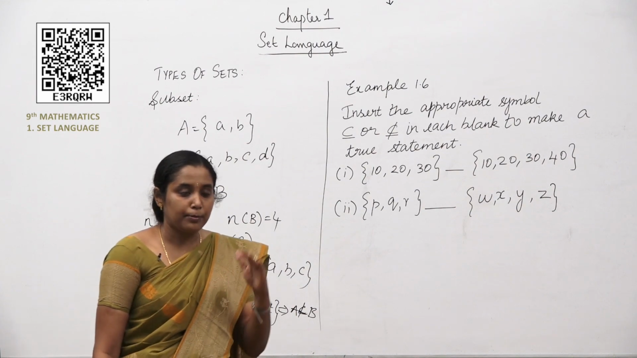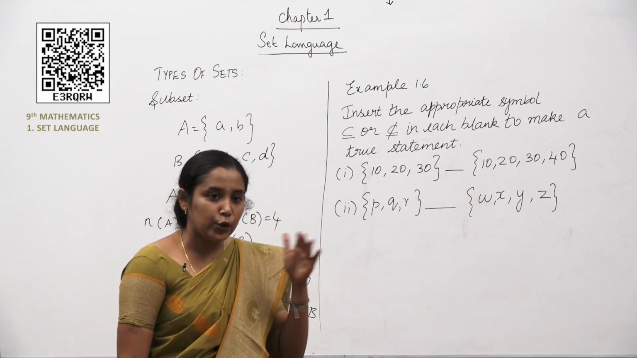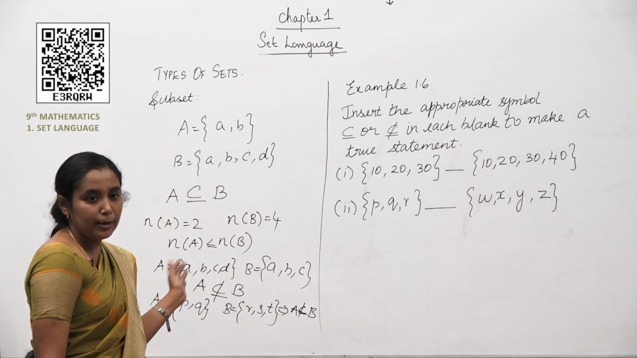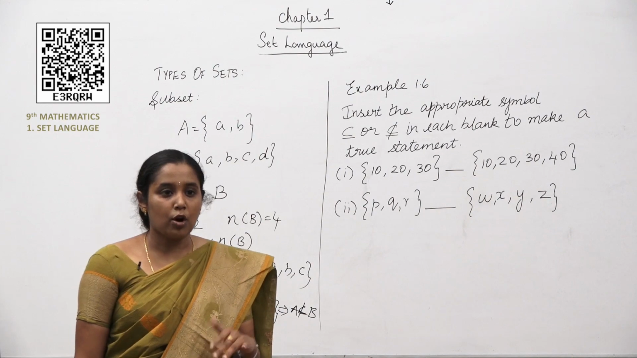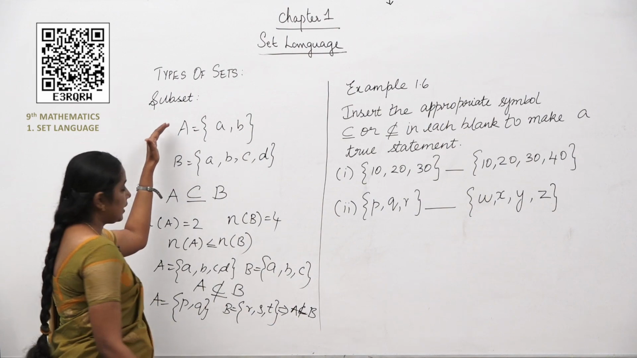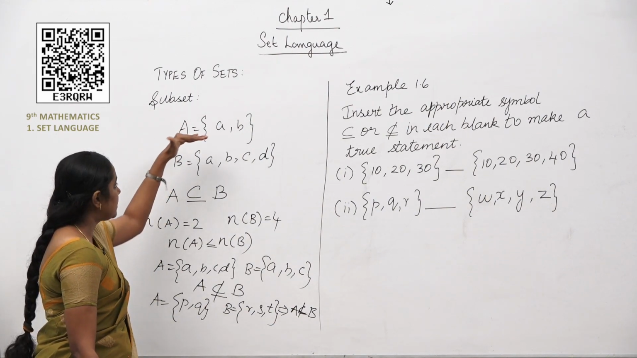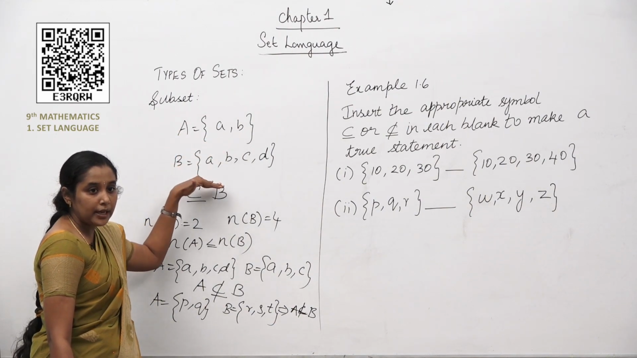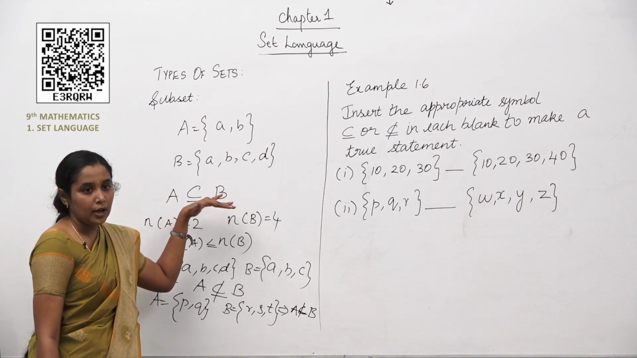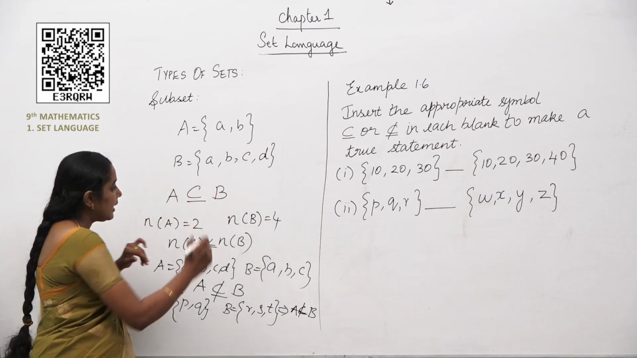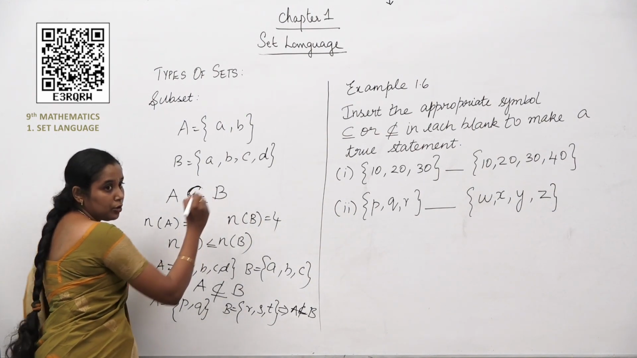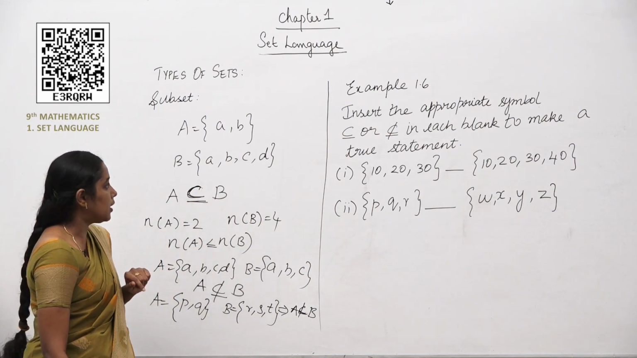So there are two conditions for this. Suppose A has more elements, then you will say A is not the subset of B, or else if you have entirely different elements in A and B, you will say A is not a subset of B. So what is a subset? If you are taking two sets A and B, every element of A should be in B. Then only you can say A is a subset of B, or else you can say A is contained in or equal to B.